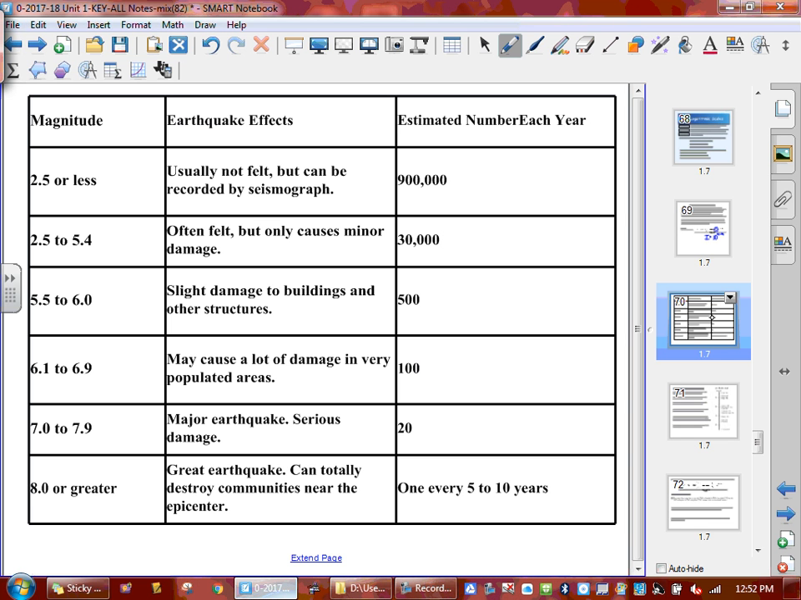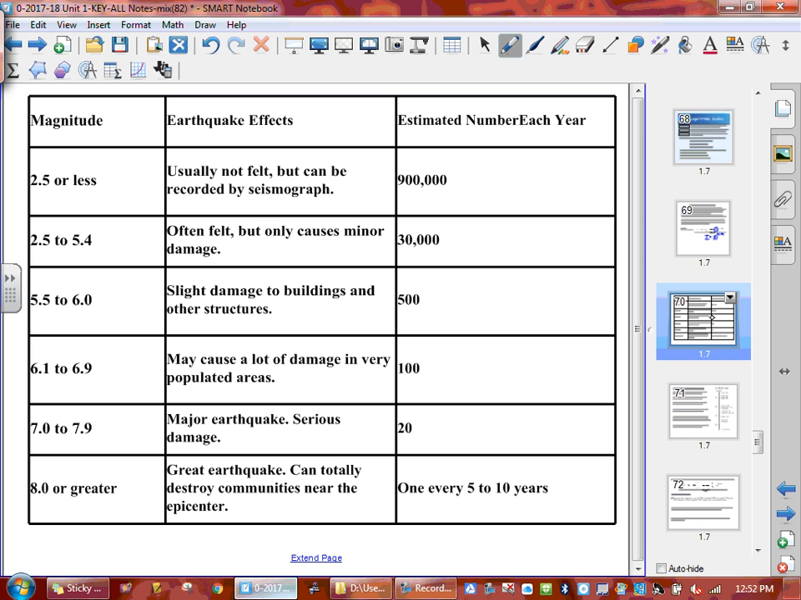So, 5.5 to 6, damage to buildings and other structures, but only minimal damage. We get above 6, and it's going to be causing lots of damage. Now, how many above 6 do we get a year? About 100. About 7 of them, there's only about 20 per year.